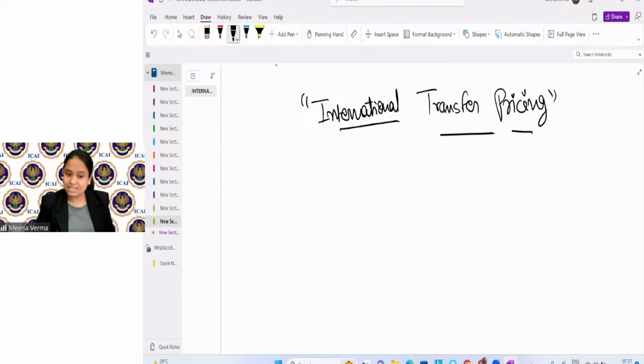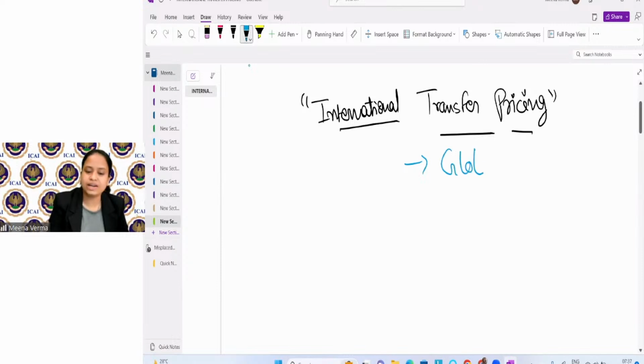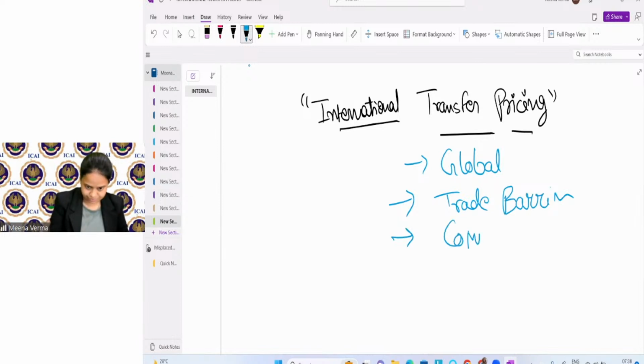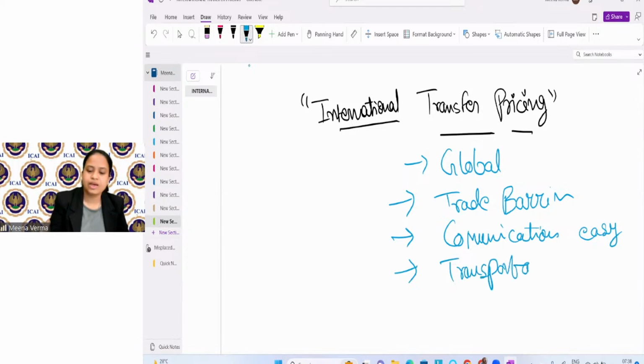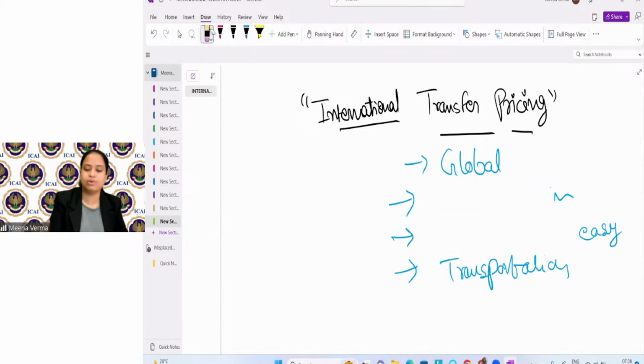So the point is that these days people are working globally. Global business is so easy. Why is it all easy? Because trade barriers have been removed. There is no trade barrier. Communication is easy. Transportation is easy. Even the government is encouraging international transactions, right? The point is that these days it is so easy for organizations to trade globally.